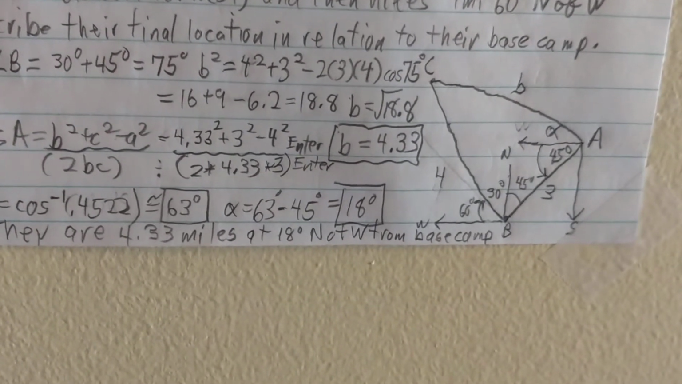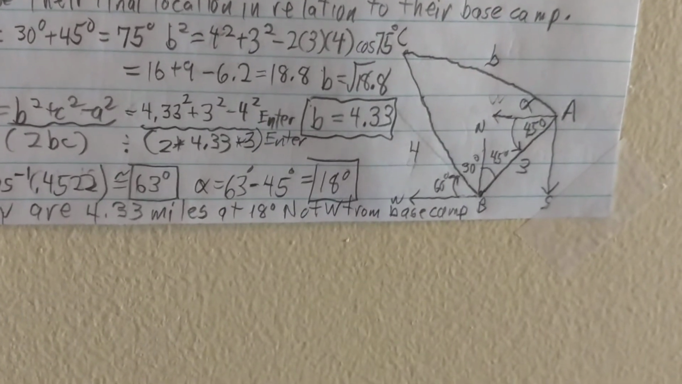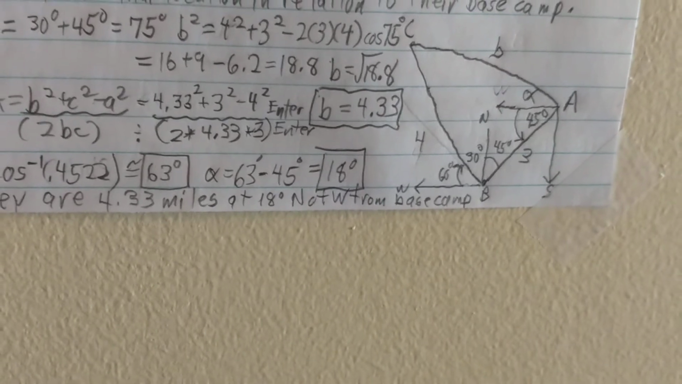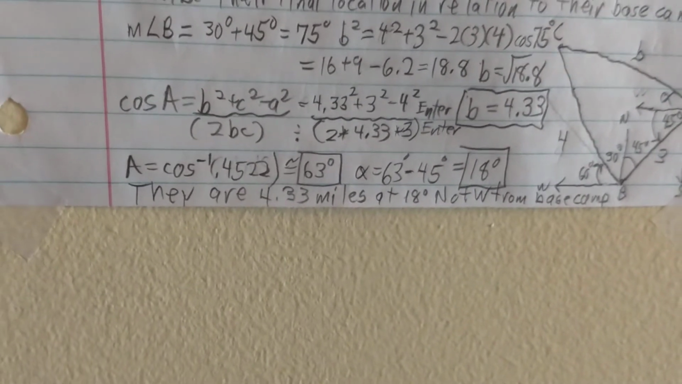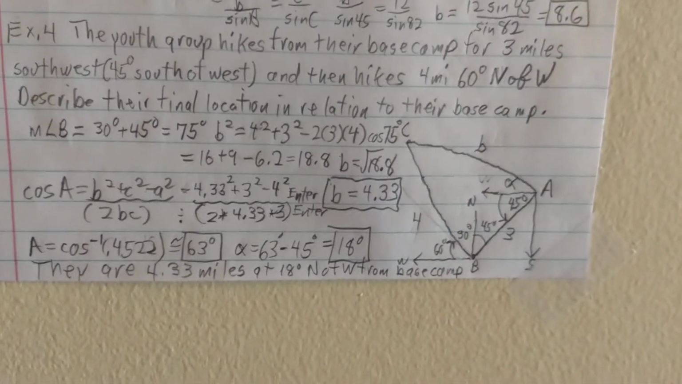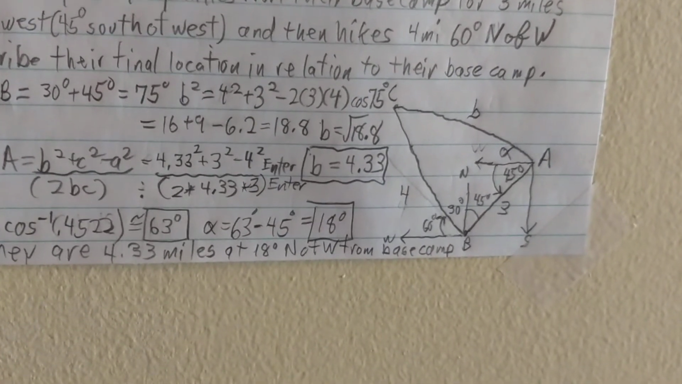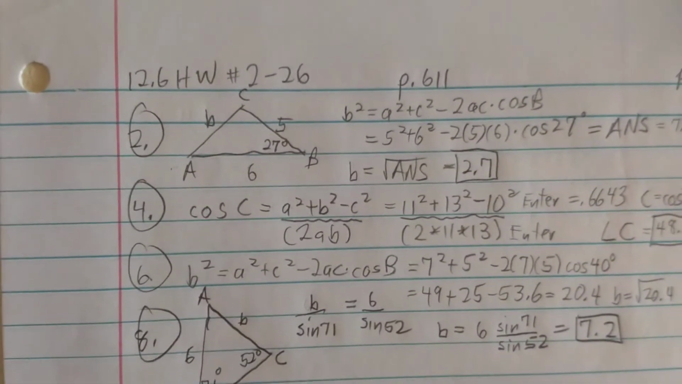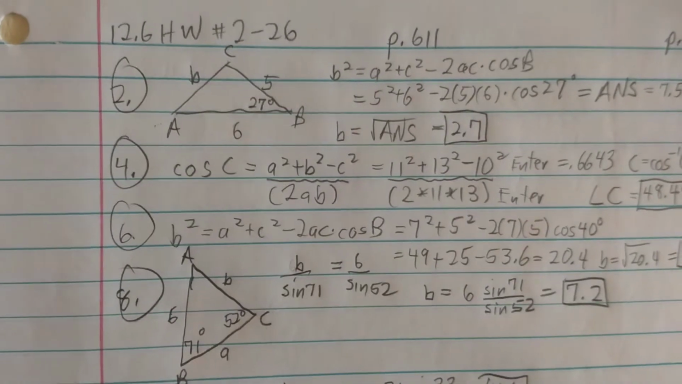So now we know that A is 63, the whole angle, minus 45, that direction we were given first. So that makes it 18 degrees. And now on the bottom, they are 4.33 miles from B at 18 degrees north of west, going up from left of their base camp.